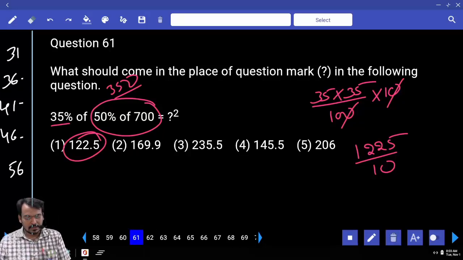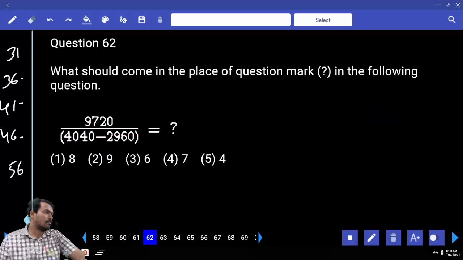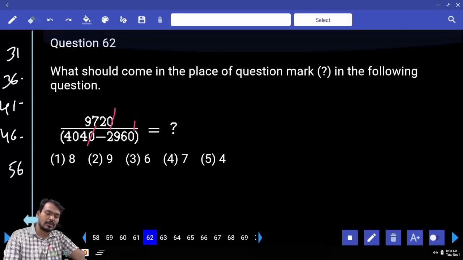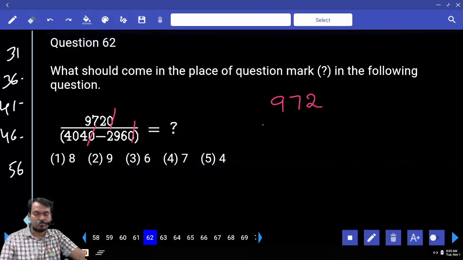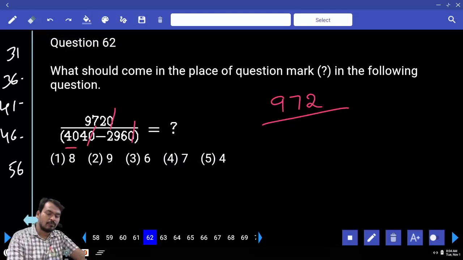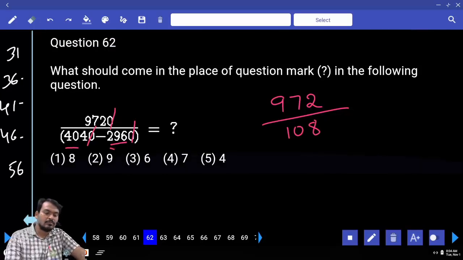Next, question number 62. 9720 by 4040 minus 2960. Numerator 0, denominator 0 cancel, or not? The numerator value is 972, denominator 404 minus 296, 108, or not? Almost 9 times, or not?